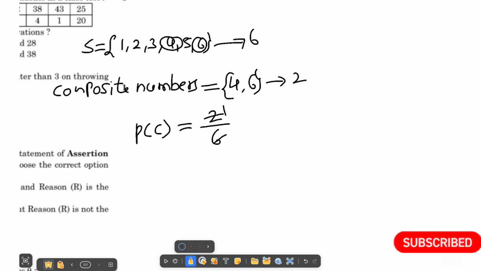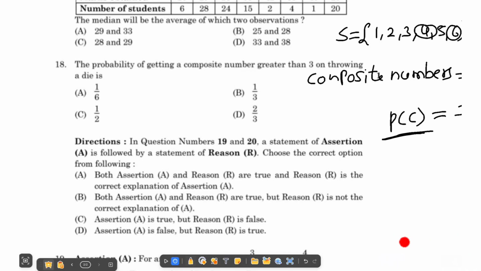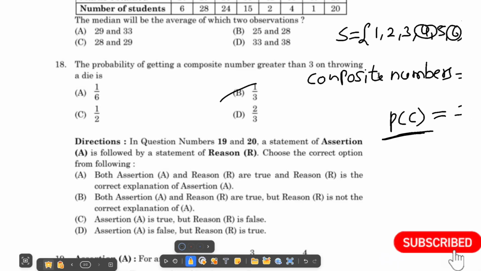So 2 ones are 2, 2 threes are 6. Now the answer will be 1 by 3. So the probability of getting a composite number greater than 3 is 1 by 3. Let's check which option has this one. 1 by 3, option B is the right answer.